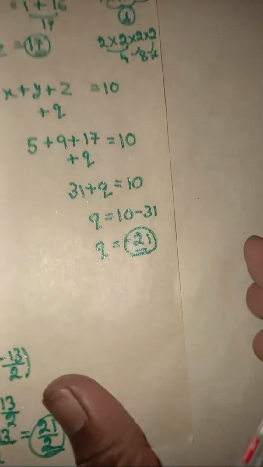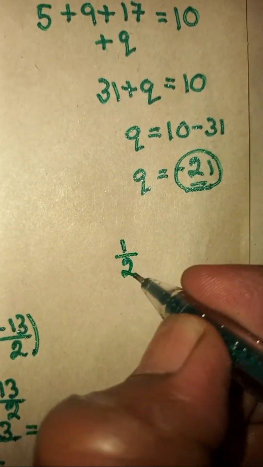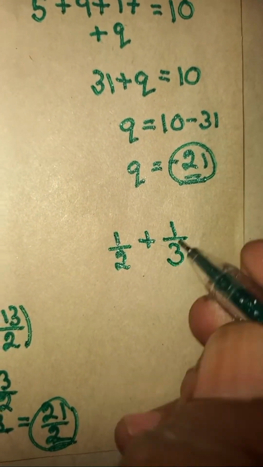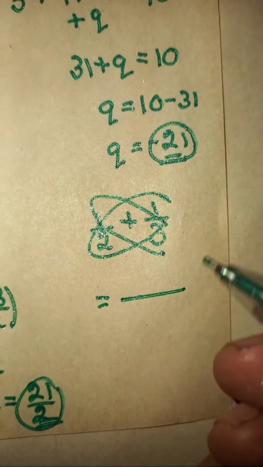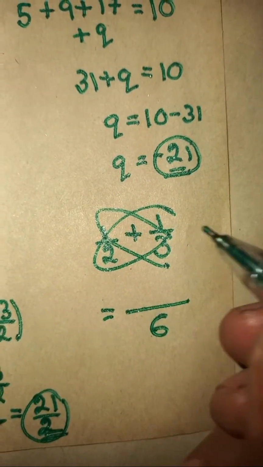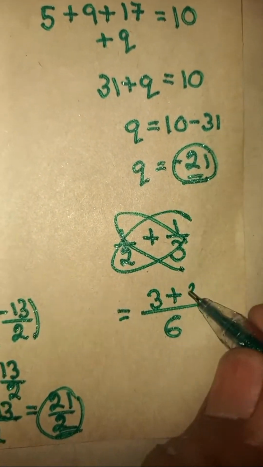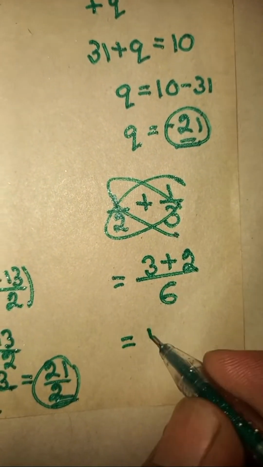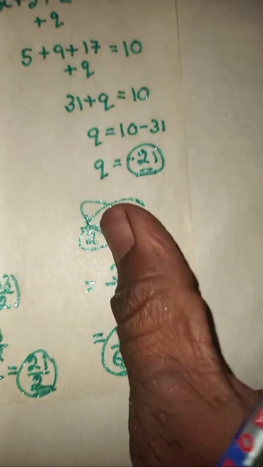Let's do some equations with the butterfly method of addition. That is 1 by 2 plus 1 by 3. When you add them, you do it by butterfly. In the denominator, 2 times 3, which becomes 6. And in the numerator, 1 times 3 is 3 plus 1 times 2 is 2. 3 plus 2 becomes 5. 5 by 6.